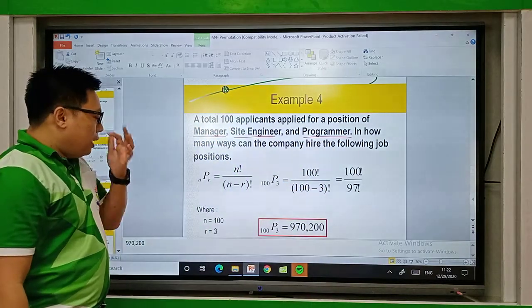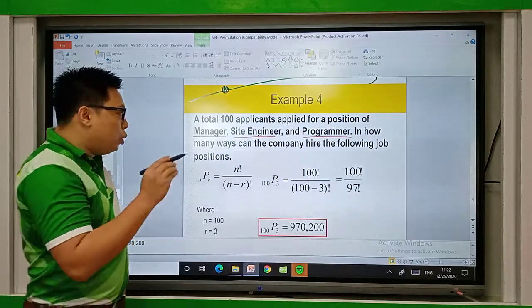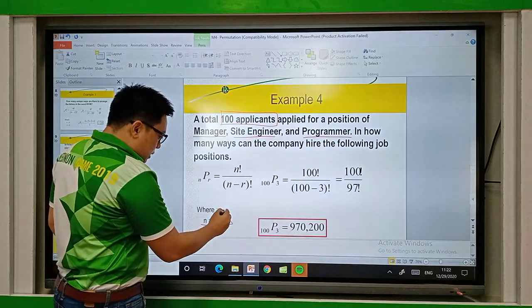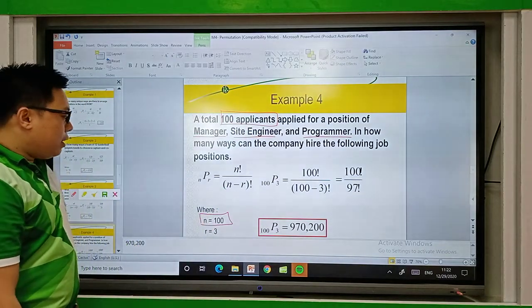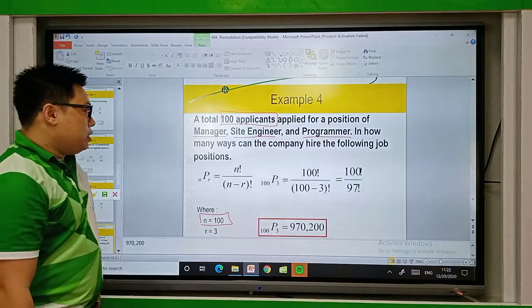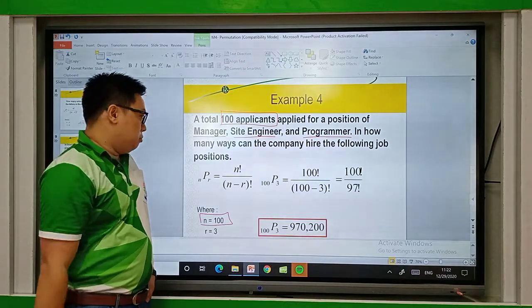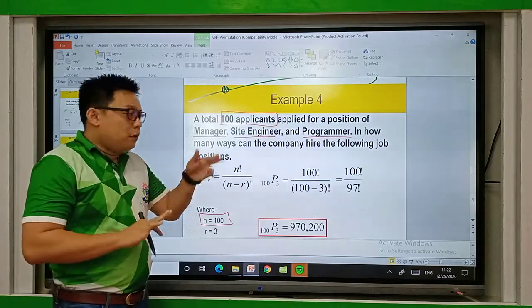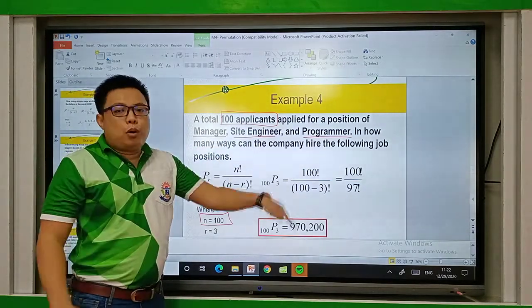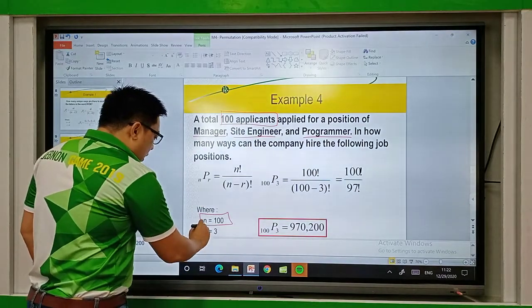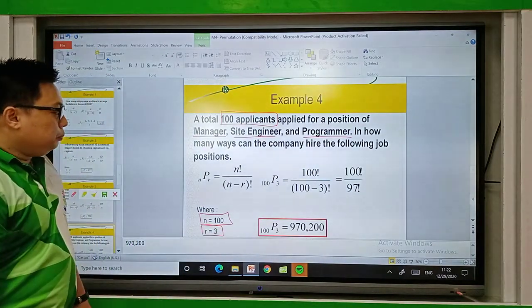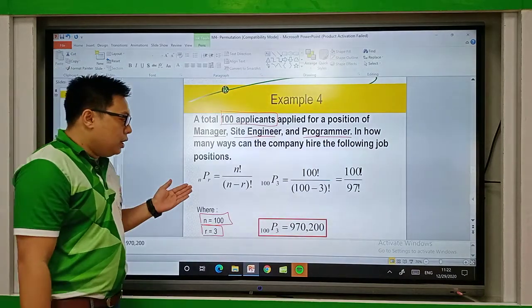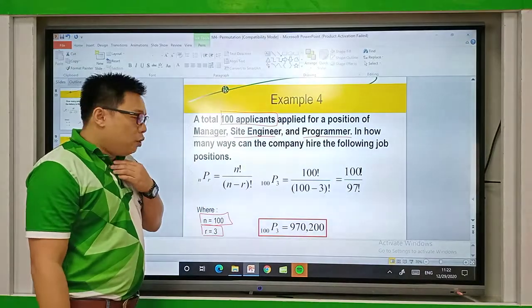How many applicants do we have? We have a total of 100 applicants, so this will be our n, 100. And out of these 100, we are trying to choose 3. Those 3, one of them will be a manager, one a site engineer, and one a programmer. So that will make our r 3. Again, the same process: we just use the permutation formula.